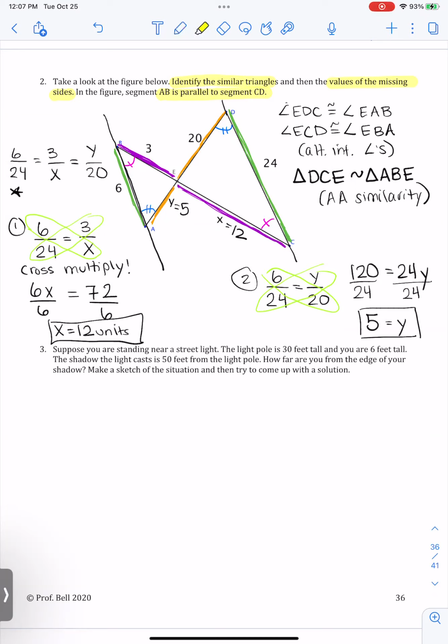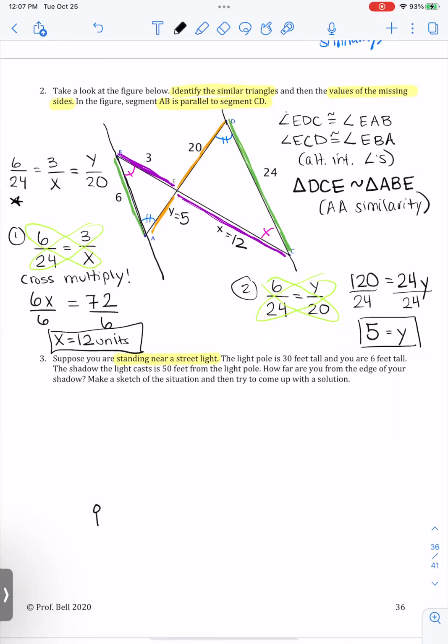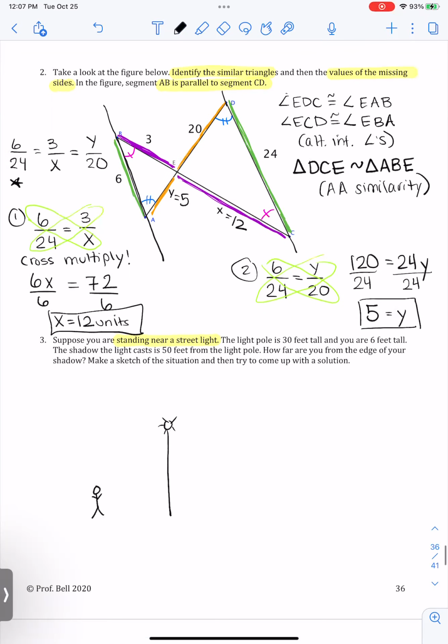In example 3, it says you are standing near a street light. Okay, so I'm going to draw a little picture. Here's me, and here's the light. So I'm standing near it. The light pole is 30 feet tall. So this is 30 feet tall. Ooh, and I am 6 feet tall. This is new. I'm only 5 feet tall. I am 6 feet tall.